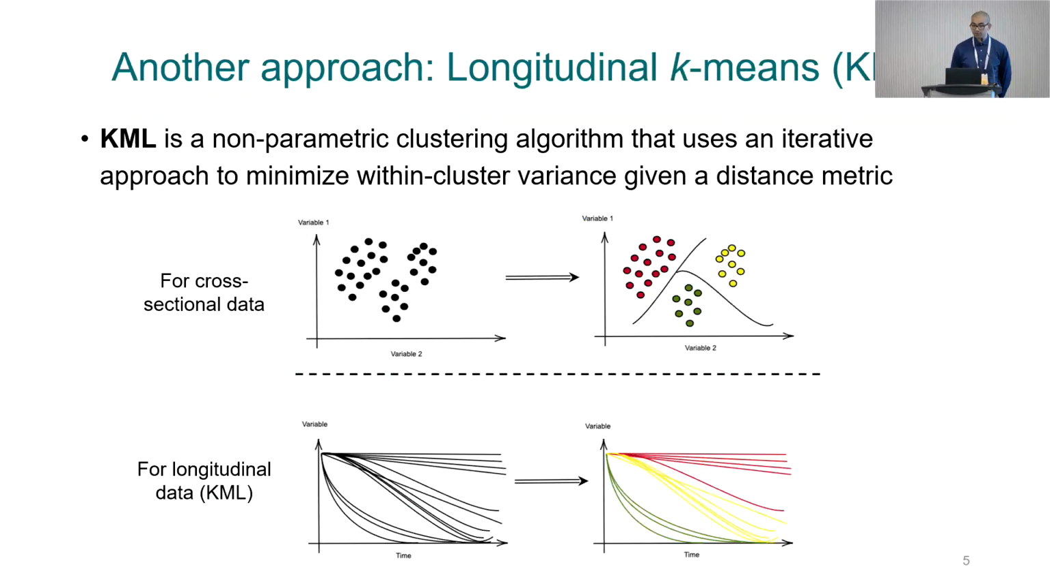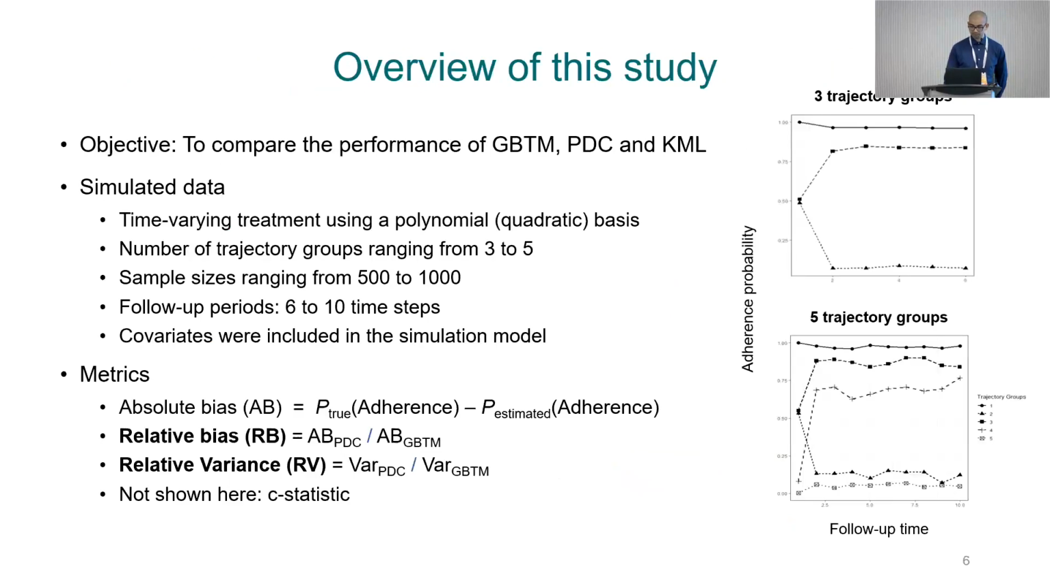Another approach is a non-parametric approach. You heard a little bit about k-means in the last talk as well. In this case, this is longitudinal data, so there's a longitudinal version of k-means. And k-means is just a clustering algorithm. You don't have to specify a distribution for your data. It is simply an iterative approach that starts with some kind of random initialization to minimize within cluster variance given some user-specified distance metric, like the Euclidean distance.